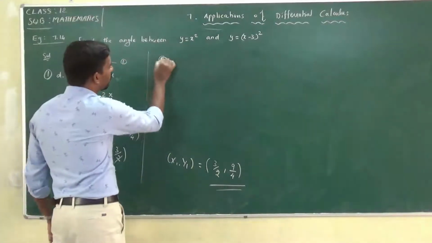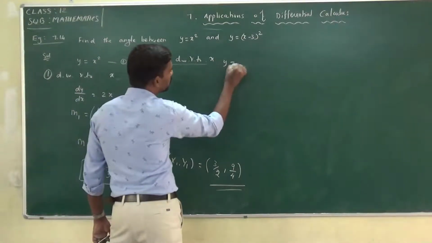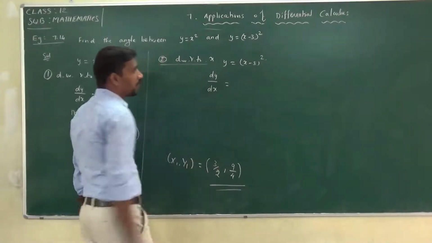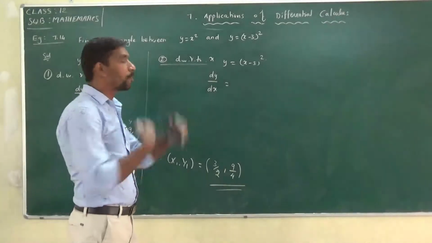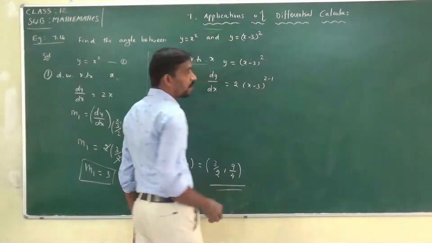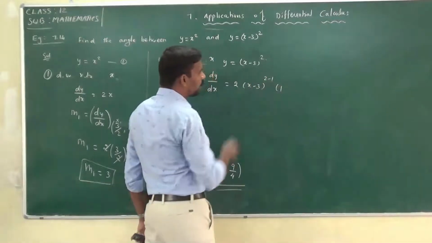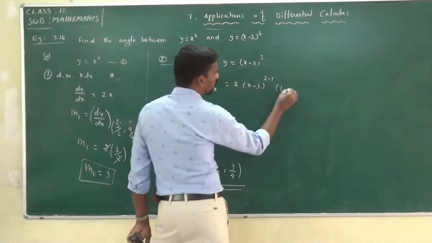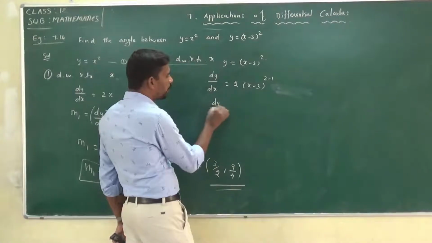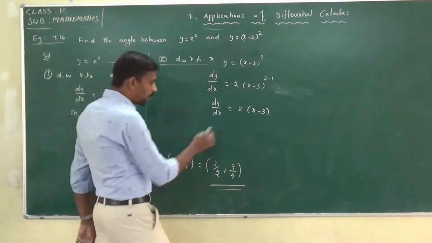Now the second equation, differentiation with respect to x. What is the second equation here? y equals (x minus 3) the whole square. Now dy divided by dx. In differentiation, we give first preference to the power. So bring the power: 2 into (x minus 3) to the power 2 minus 1. Next, inside the bracket we have x minus 3. So differentiation of x is 1, and differentiation of 3, a constant, is 0. So 1 minus 0 is nothing but 1, isn't it? So dy by dx is equal to 2 into (x minus 3). Now we want to find m2.